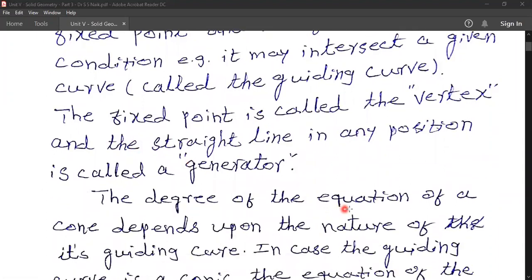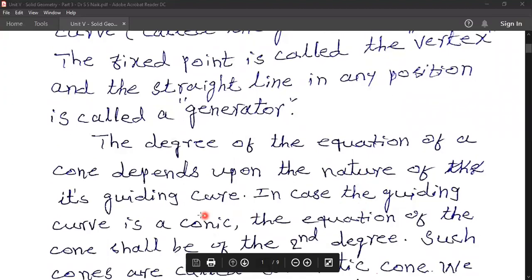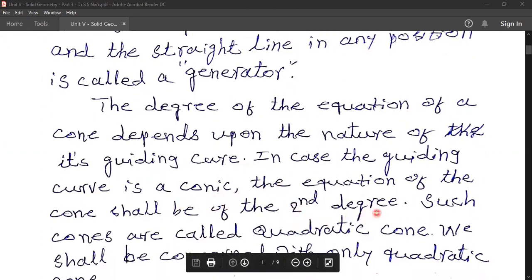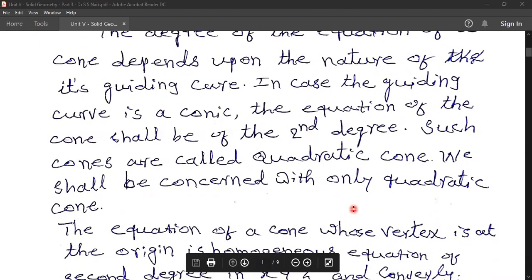The degree of the equation of a cone depends upon the nature of its guiding curve. In case the guiding curve is a conic, that is, either a parabola or an ellipse, the equation of a cone shall be of the second degree. Such cones are called quadratic cones. We shall be concerned with only the quadratic cone.